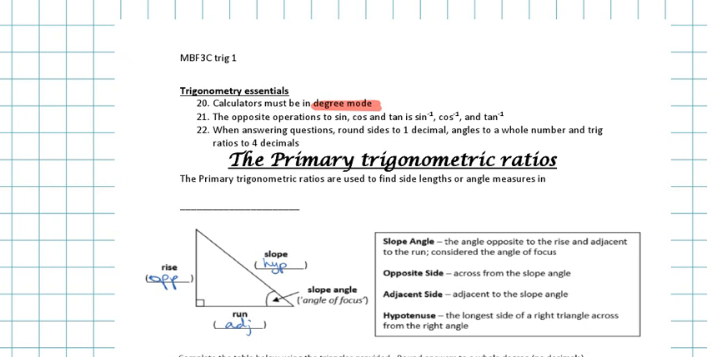Now, can you locate the sine, cosine, and tan on your calculator? You see them? On top of them, there's sine inverse, cos inverse, and tan inverse. These are used to find the angle. We're going to look at examples.